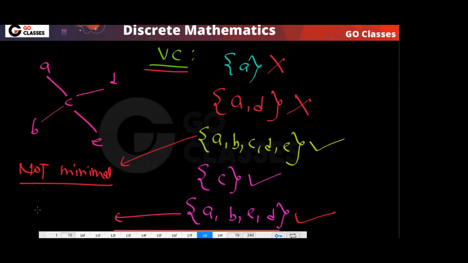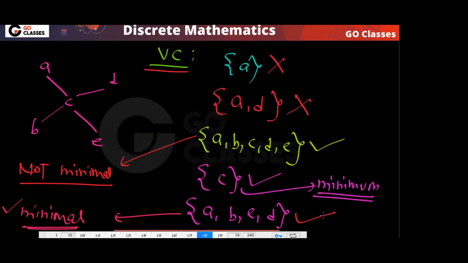So this is not minimal, I can say. What about this? Is this minimal? Can you remove something from this? Yes, this is minimal, right? You cannot remove anything. This is minimal. And this is also minimal, and this is minimum. Yes or no? Is this clear to everyone? The concept of vertex cover.